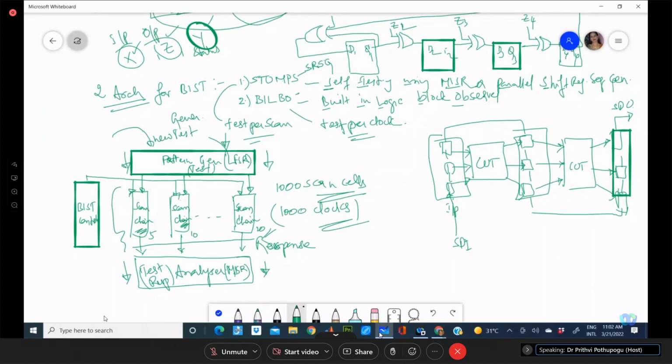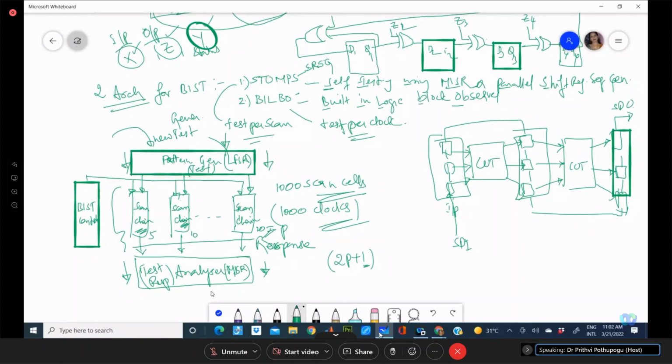So altogether, how many do you need? Say P is the longest. How many we need is 2P plus 1. Why 2P? One set of P clocks for dumping, one set of P clocks for gathering, and one is for capturing through the scan chain. So 2P plus 1.